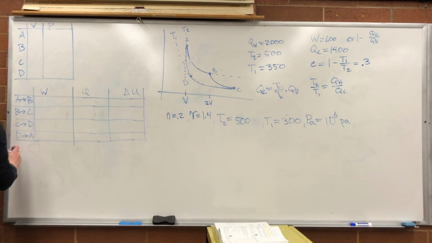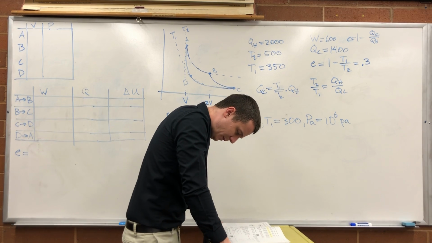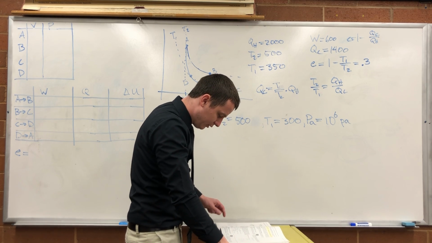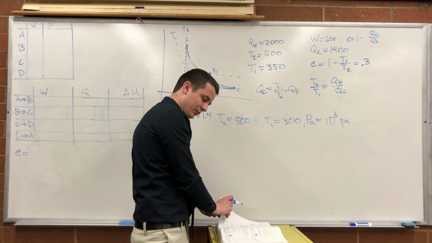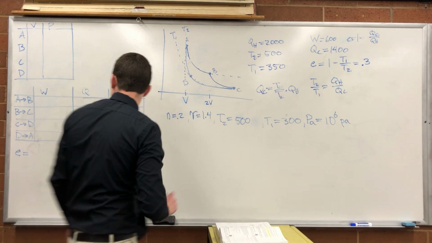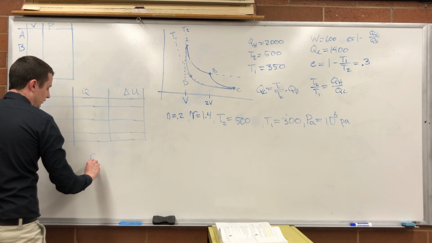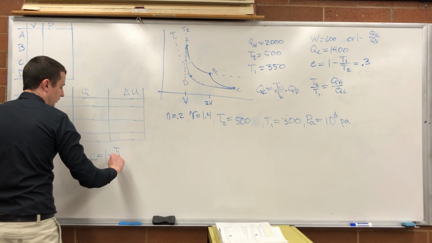So I think we find the efficiency of the cycle. Then we look for our efficiency and compare the value with the value calculated from equation 20.14, which is our temperature one, and see if we actually get the fact that E is equal to 1 minus T1 over T2.